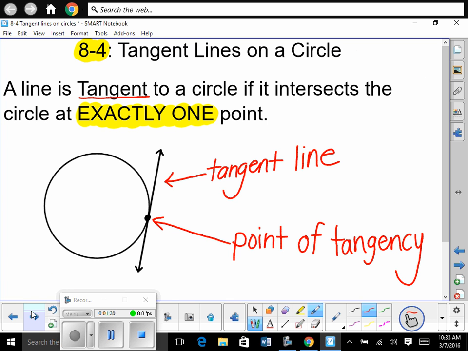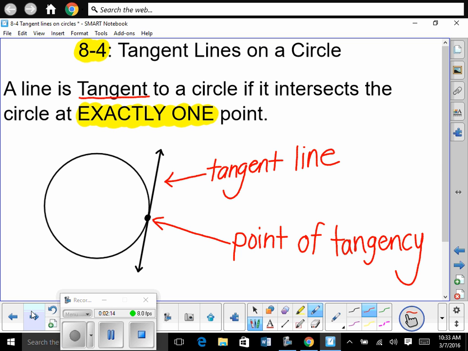So today we're doing 8-4. We're going to be dealing with tangent lines on a circle. First of all, I'm teaching you what a tangent line is. A line is tangent to a circle if it intersects the circle at exactly one point. So I'll say that again: a line is considered tangent to a circle if it intersects the circle at exactly one point. In this picture, this line right here is a tangent line. You see how it touches the circle in one spot only? Now where it touches down, that one spot, is considered the point of tangency.